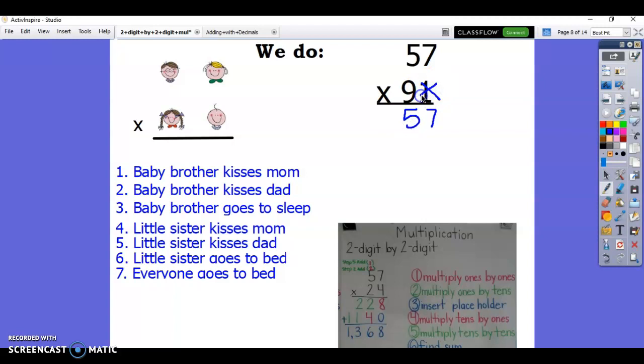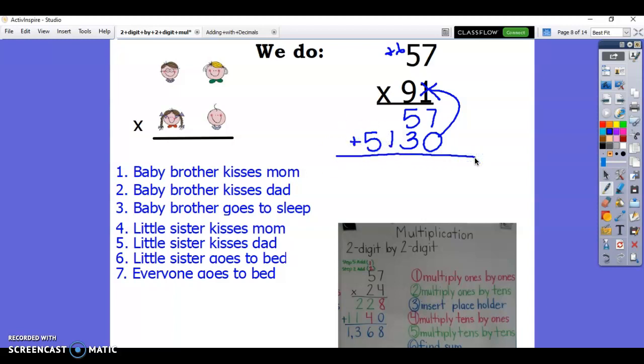Baby goes to sleep. She rests herself. Good night. Or he rests himself. Good night. Sister is so patient. Sister kisses mom. 9 times 7 is 63. So your 3 is here. You have a plus 6 up. 5 times 9 is 45. Plus 6 is 51.